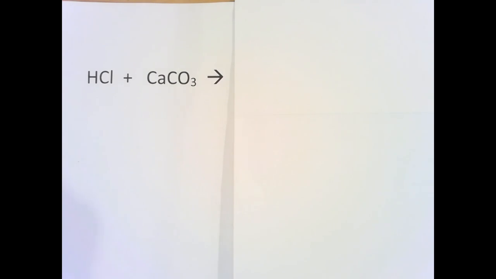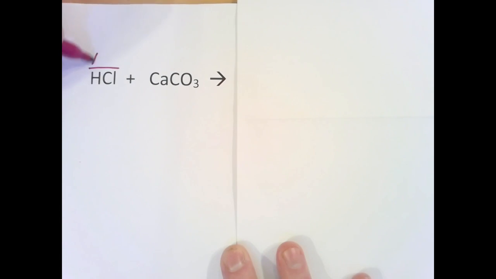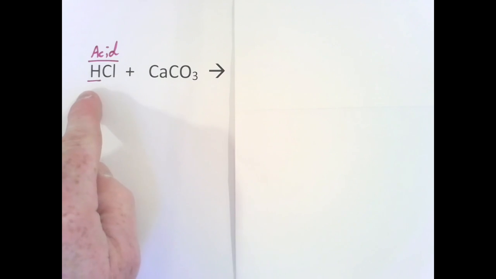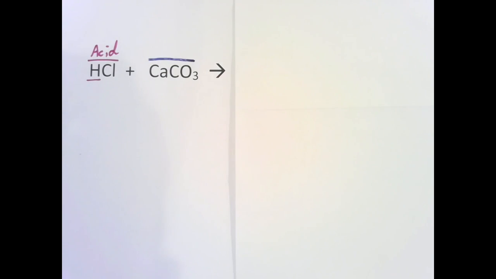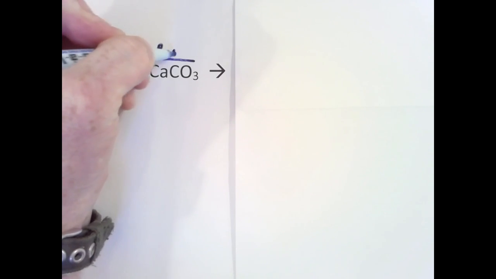Now that we've seen the chemical reaction, let's take a closer look at the chemistry behind it. First off, let's look at hydrochloric acid. We see that hydrochloric acid is an acid because of the hydrogen ion in there. Now, if we look to the other side, an acid mixed with a base, in this case calcium carbonate, is going to be a base.